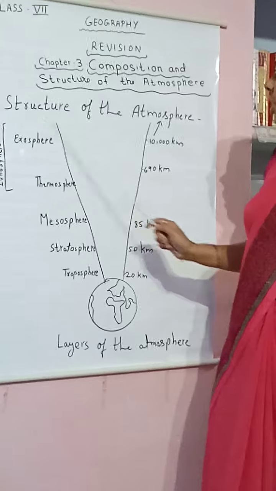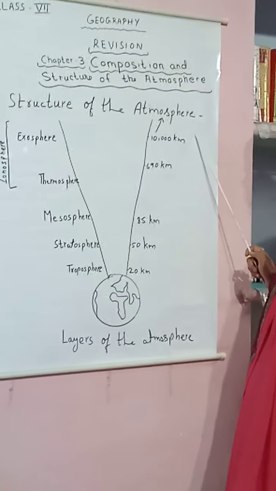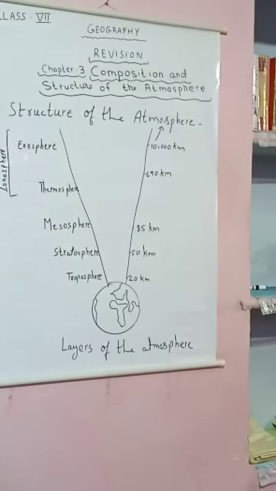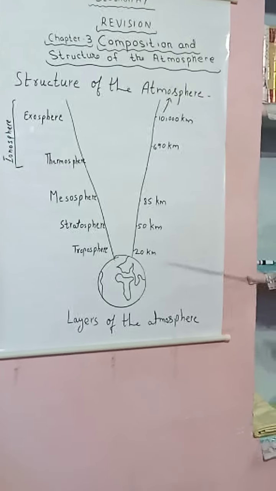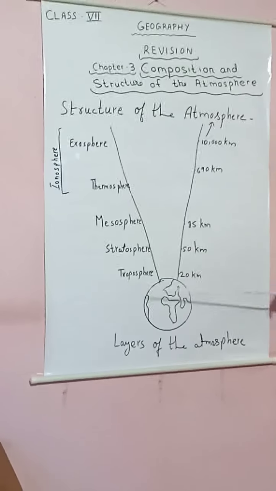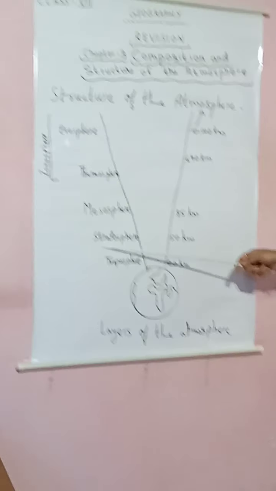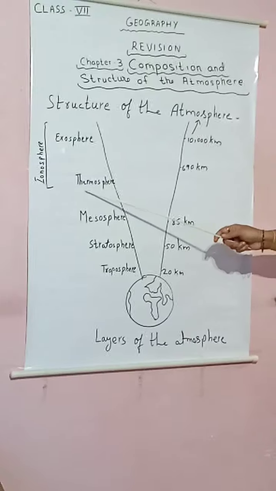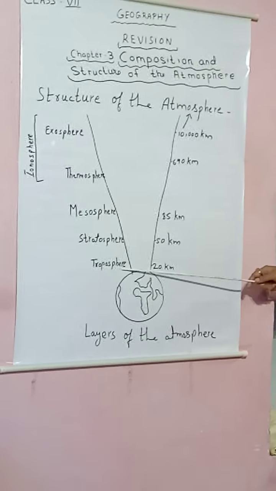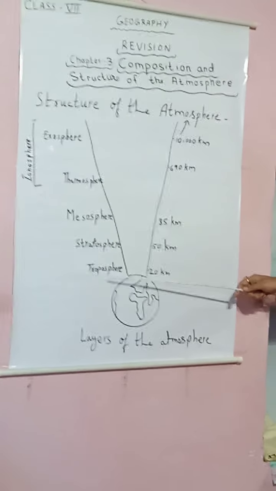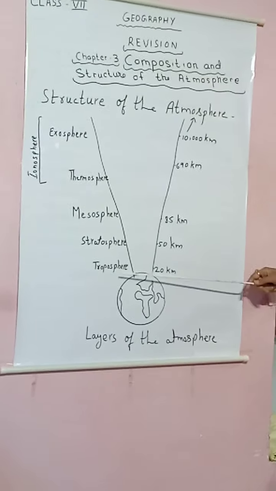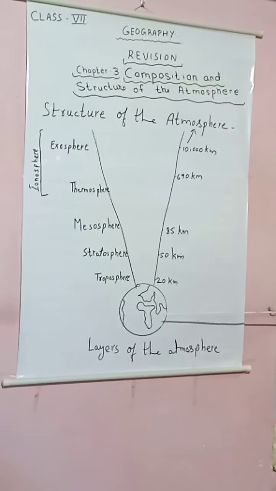Next point is structure of the atmosphere. The atmosphere has 5 distinct layers. They are the troposphere, stratosphere, mesosphere, thermosphere and exosphere. The first layer of the atmosphere is the troposphere. The troposphere is the lowest layer of the atmosphere.